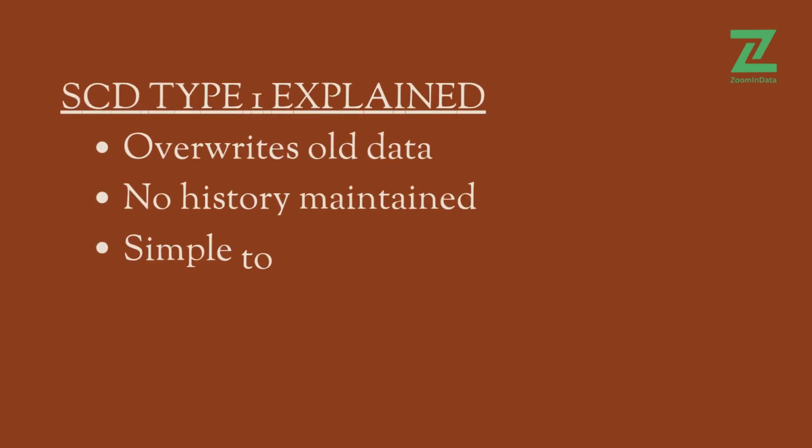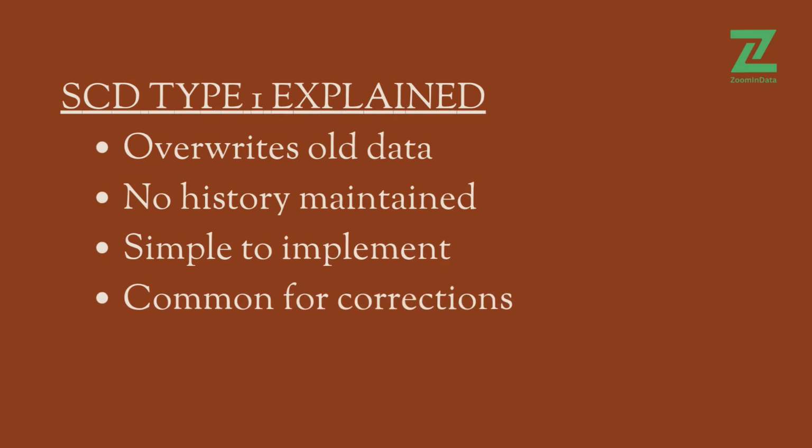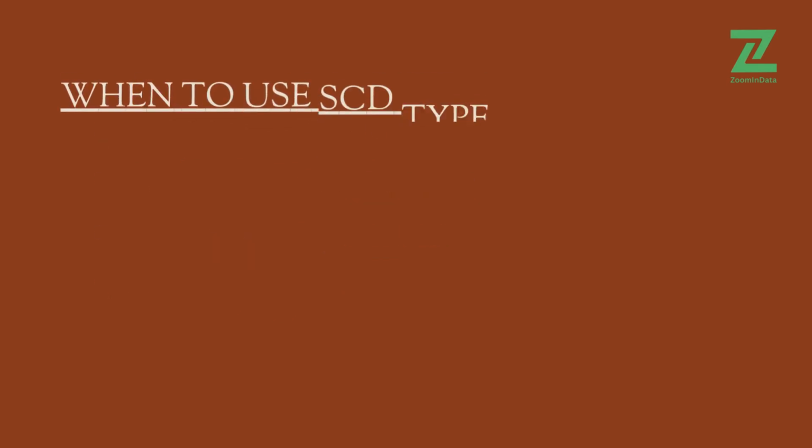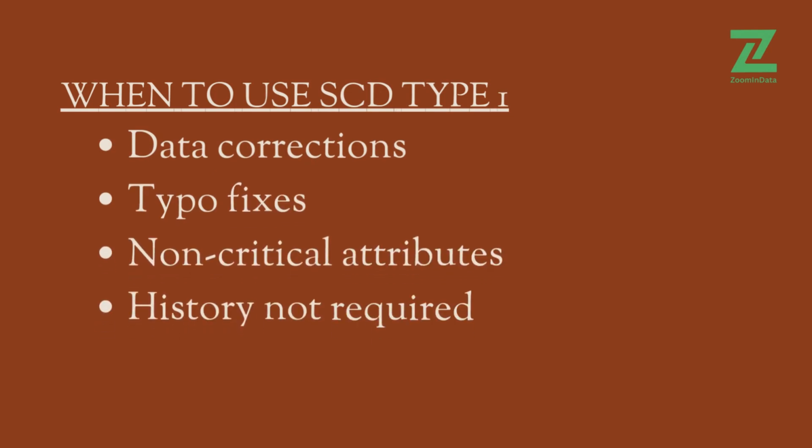SCD Type 1 overwrites the existing data. There is no history maintained. This approach is simple to implement and is commonly used for data corrections. SCD Type 1 is used when changes are just corrections, like fixing typos or formatting issues. It is suitable when history is not required and attributes are non-critical.